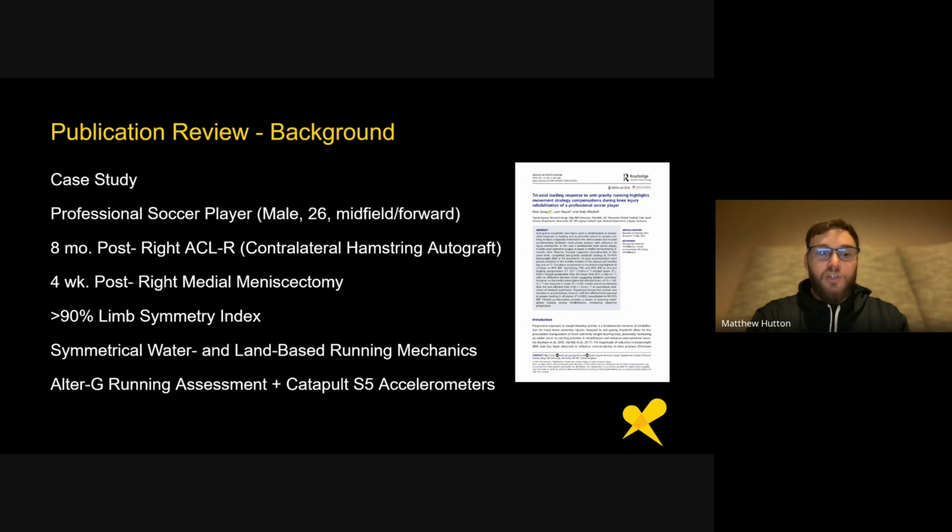And then basically what they did is they wanted to get some more objectivity. So they put him on an AlterG and progressed the body weight percentage as they kept the speed the same. So they were looking at, as they progressed the body weight, how does that influence his asymmetry? Then the other thing they did is they attached Catapult S5 accelerometers, and these have not only the accelerometer portion, but also the tilt. So it shows the degree of rotation involved in these things.